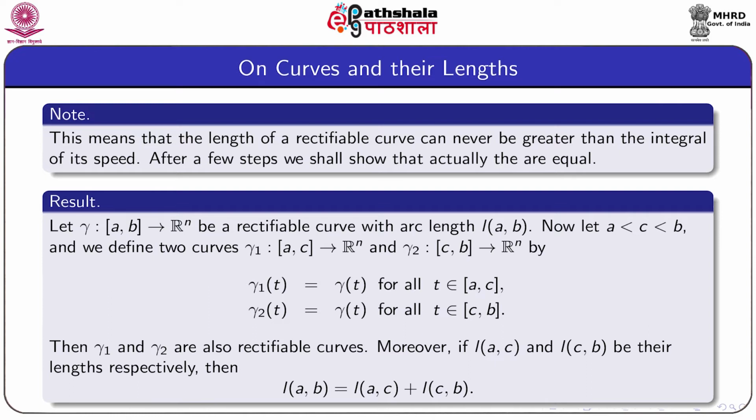Let gamma from AB to Rn be a rectifiable curve with arc length L_AB. Now let A less than C less than B, and we define two curves, gamma 1 from AC to Rn and gamma 2 from CB to Rn, defined by gamma 1 t equal to gamma t for all t belonging to AC and gamma 2 t equal to gamma t for every t belonging to CB. That is, we consider gamma 1 as the first part of gamma and gamma 2 as the remaining part of gamma. Then gamma 1 and gamma 2 are also rectifiable curves. Moreover, if L_AC and L_CB denote their lengths respectively, then L_AB equals the sum of L_AC and L_CB.